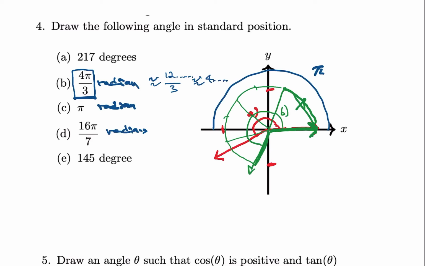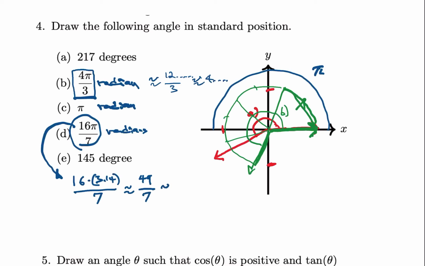16 power 7, same idea. What we do, in order to get an idea of what whole number this is close to, is 16 times 3.14 divided by 7. So this gives us about 48 or 49. Because we're estimating, we know that 16 times 3 gives us 48. But because there's a decimal, let's say it's close to 49. Again, we're estimating here. So it's about 7.